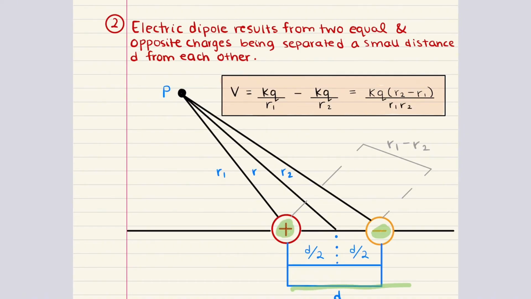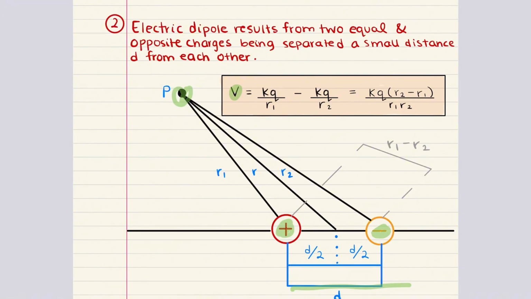apart. The electric potential at any point in space due to a dipole can be calculated by considering the contributions from both charges. If we place a test charge at point P in space, the total potential at P is the sum of the potentials due to the positive and negative charges. The electric potential V at point P due to a dipole is given by this equation that we see here. V is equal to KQ over R1 minus KQ over R2.